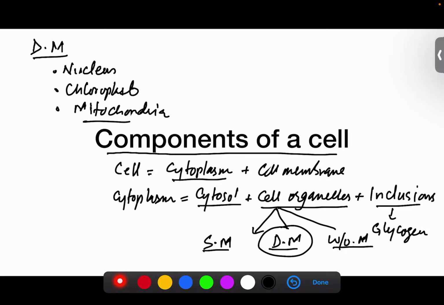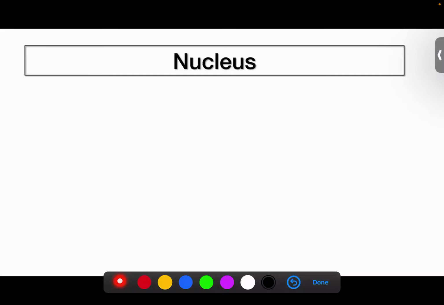Okay, so let's see the structure and function of a nucleus first. So a nucleus, as we discussed earlier, is found in eukaryotic cells only. It is not found in prokaryotic cells, and the size of the nucleus varies depending upon the function of the animal and plant cells. However, on average, a nucleus has a diameter of more than 10 micrometer, and it is a double membrane bound cell organelle.